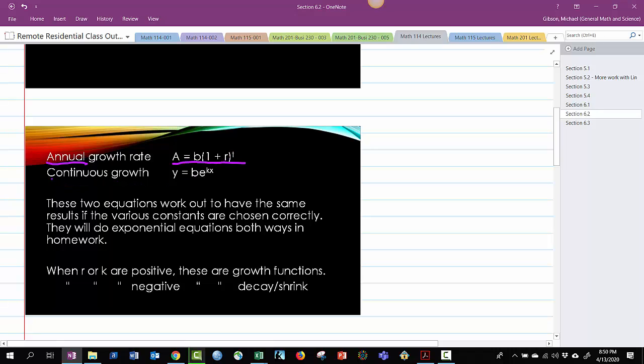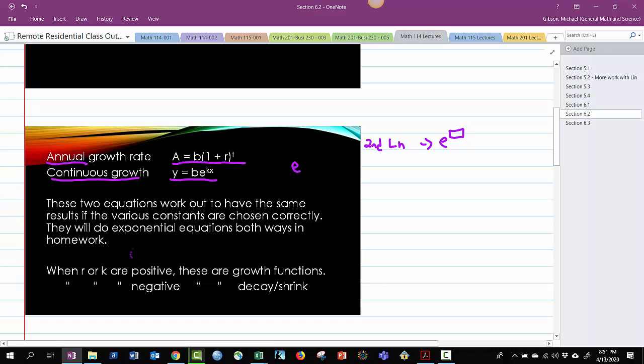If they talk about continuous growth, instead of annual, this will be the formula. E is a special symbol on your calculator if you're not used to using it. If you find the ln key, e is usually the inverse on that. So if you do second ln, that'll usually be the e key. Or actually what it typically is, is e to a power, and then it lets you put the exponent in. These two equations work out to have the same results if the various constraints, numbers, and constants are chosen correctly. And they will do them both ways in the homework.